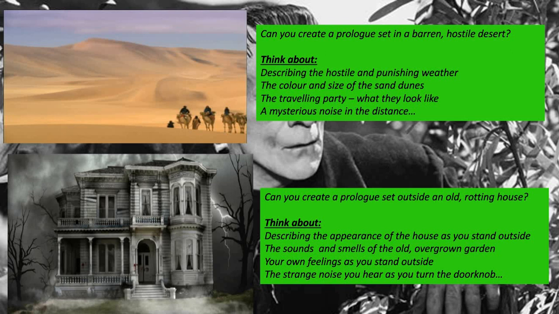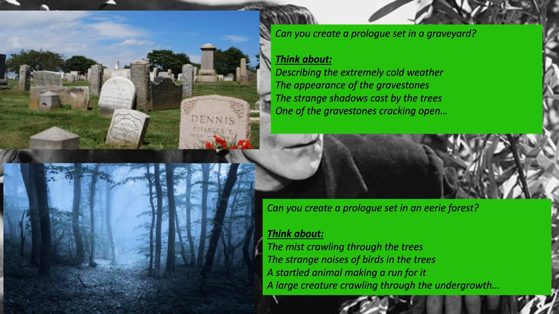If you're unsure of how to do it, maybe just remember the prologues that we looked at for Frankenstein and also for Mortlock. So read through those extracts that you have in your book to give you an idea of the sort of things you might want to mention.